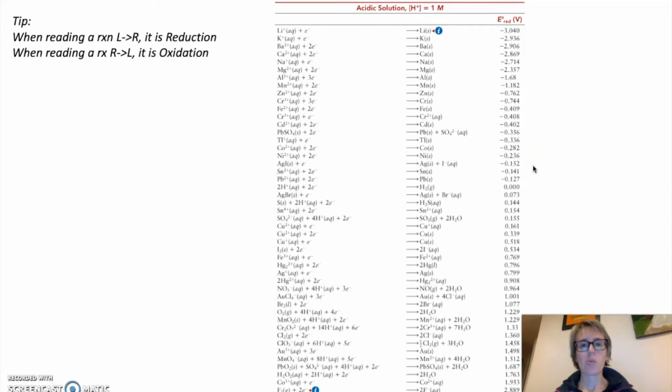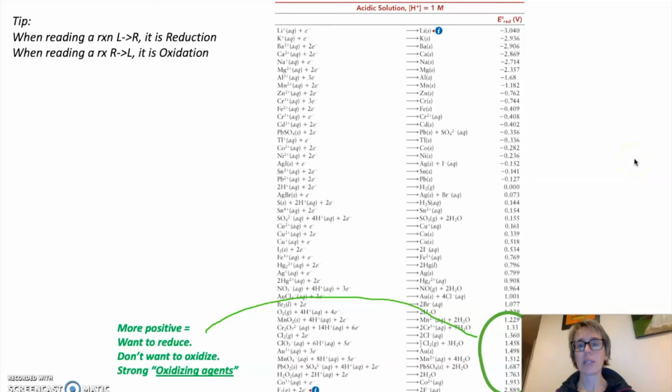Let's think about how to read these reactions. If we're reading from left to right as they're written, they are reductions. We could also read them from right to left, and then they'd be oxidations. So let's think about what these standard reduction voltages really mean. These more positive numbers on the bottom right, they want to undergo reduction.